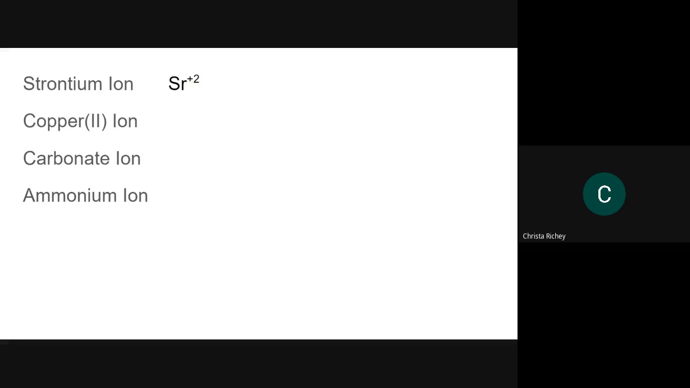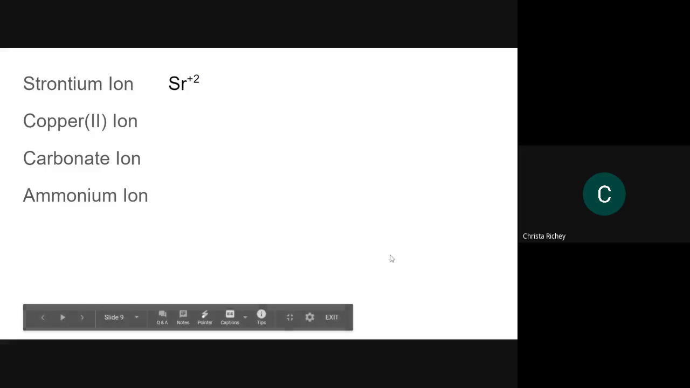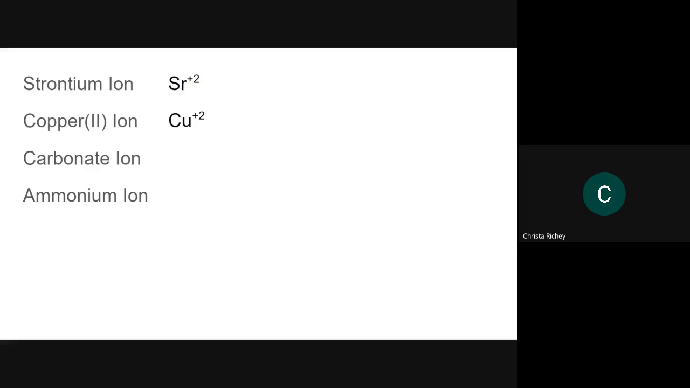Copper symbol is Cu. There are two types of copper. What is the charge of this copper? Plus how much? What does this number mean? 2. There's two types of copper. There's copper(I), which is +1, and there's copper(II), which is +2.